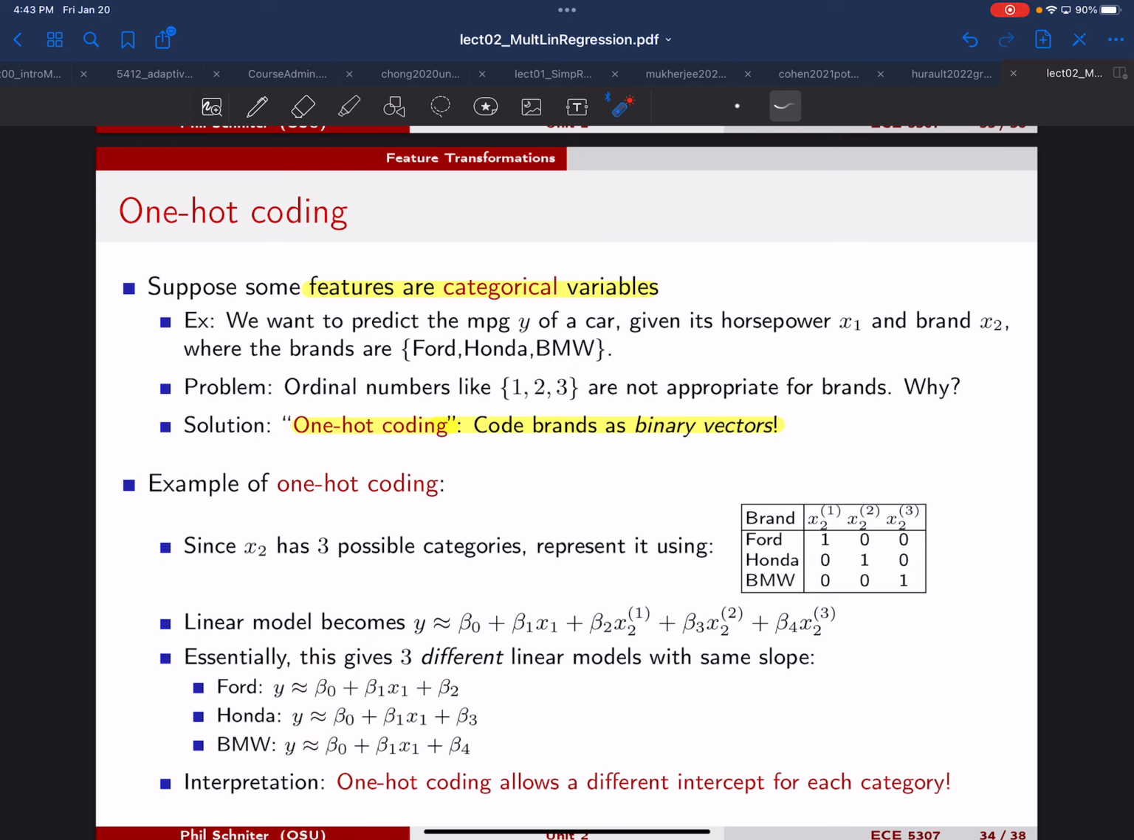But you can see that, for example, Ford is getting the same slope. All the Ford samples are getting the same slope beta 1 as all the Honda samples and all the BMW samples. So this form of one-hot coding, sometimes we call this one-hot coding the intercept, because that's all it's doing, it's making a category-dependent intercept. Okay. Any questions? Yeah. Why do you use all the data together for getting 3 models?